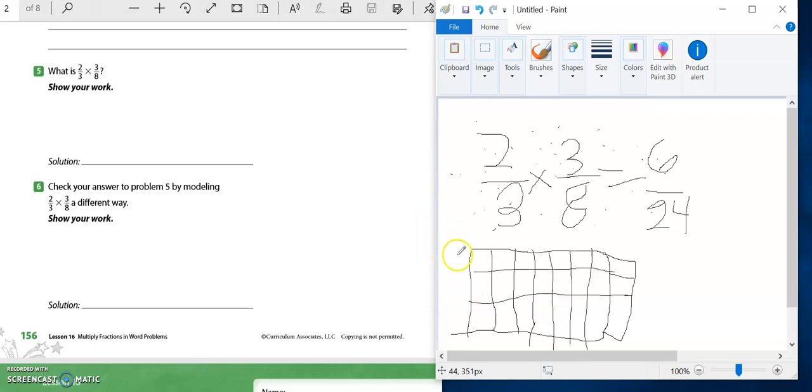So if I'm modeling by 2/3, I'm going to shade in 2/3 here. And if I'm modeling 3/8, I'm going to shade in 3/8 here. Okay, so for my 2/3, I've shaded in 1, 2 out of 3. For my 3/8, okay, 3/8 goes on the top.